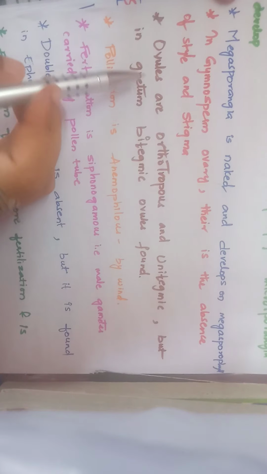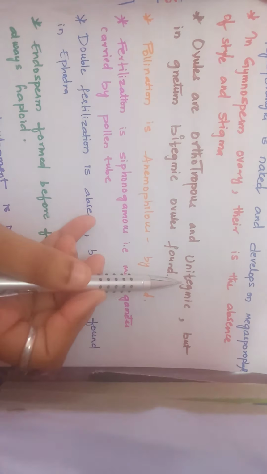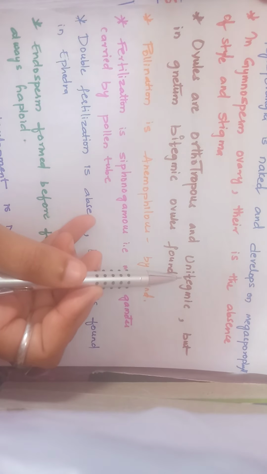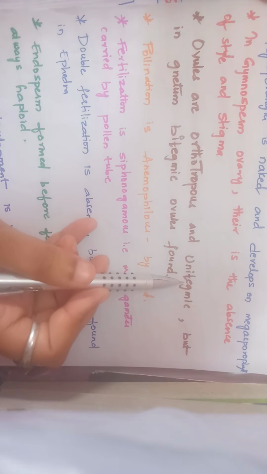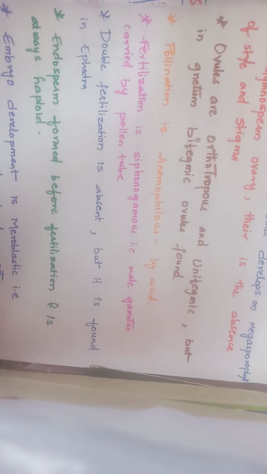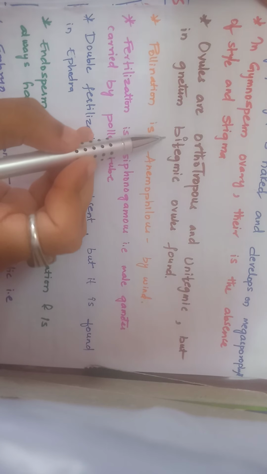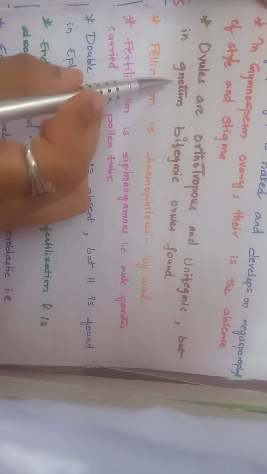Here the ovules are orthotropous and unitegmic. Unitegmic means the ovules are covered with only one single integument, so it is termed unitegmic. But here there is one exception. What is that? In the case of Gnetum, there are bitegmic ovules, meaning there are two integuments found in the Gnetum plant.